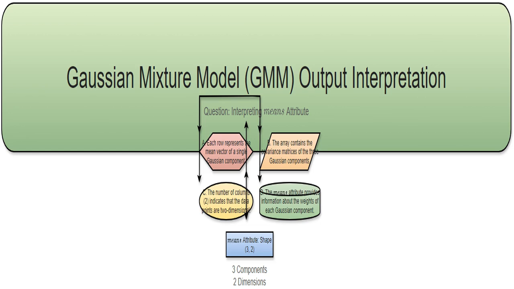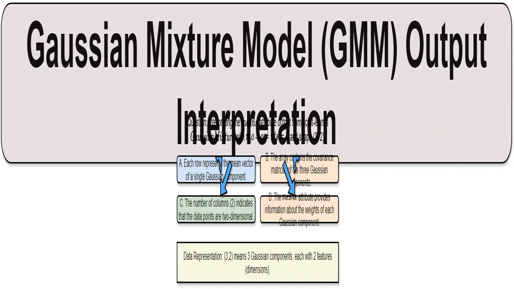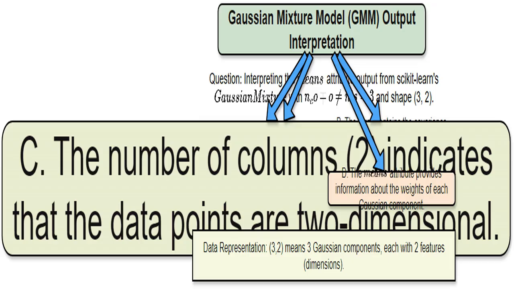I am looking at how we interpret the output from a Gaussian mixture model. A GMM assumes your data comes from several different bell curves, Gaussian distributions, mixed together. We're interested in understanding what the model tells us about those individual curves. This tells us something important. The 3, 2 means there are 3 separate Gaussian distributions, and each data point has 2 features.